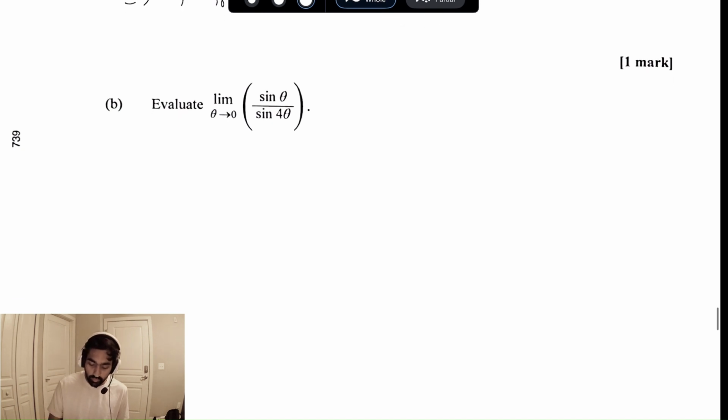Now we're asked to evaluate the limit as theta approaches 0 of sine theta over sine 4 theta. Let me show you a way that will help you figure out what the answer should be. The main point of this question is you need to remember that the limit as theta approaches 0 of sine theta over theta is equal to 1. What this means is that sine theta, when theta approaches 0, is approximately equal to theta. This is something that you use if you're taking a physics class. This is an approximation that you use all the time.